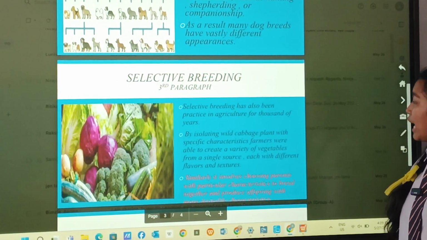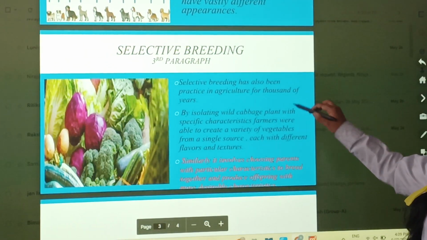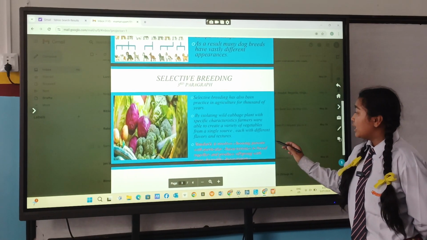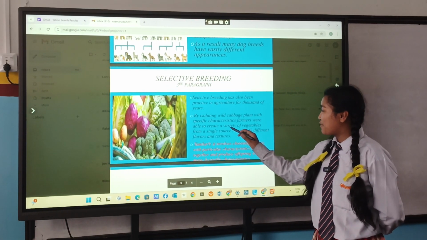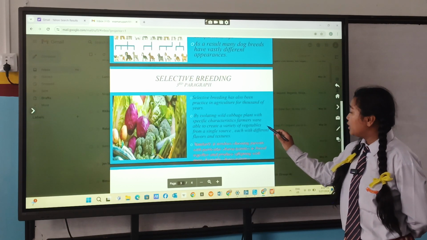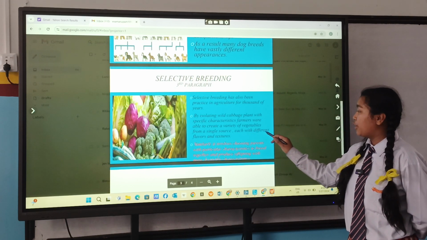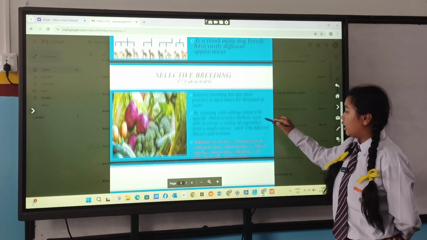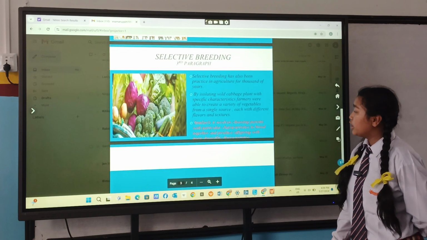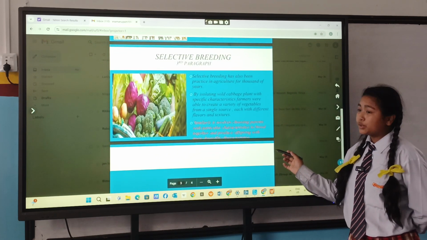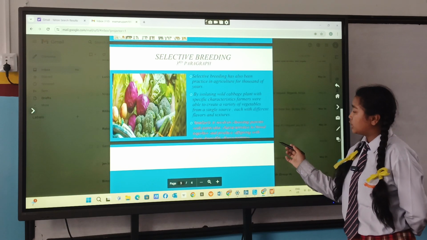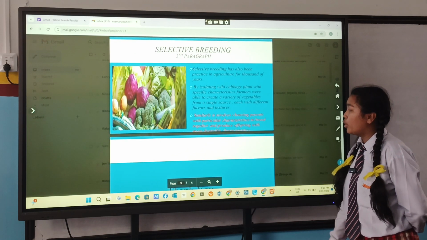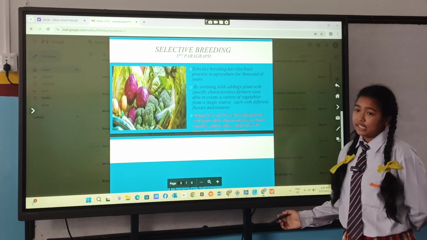Selective breeding has also been practiced in agriculture for thousands of years. By isolating wild cabbage plants with specific characteristics, farmers were able to create a variety of vegetables from a single source, each with different flavors and textures. Similarly, it involves choosing parents with particular characteristics to breed together and produce offspring with more desirable characteristics. Thank you.